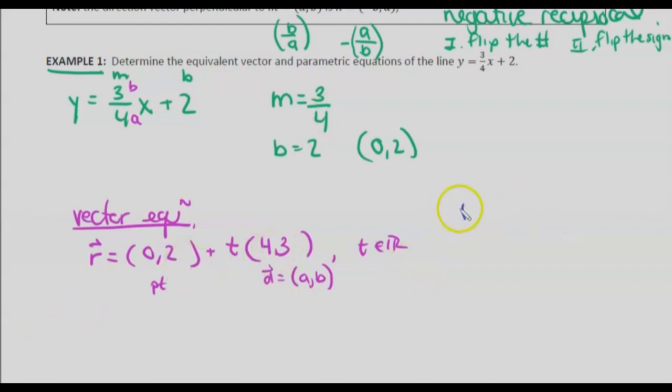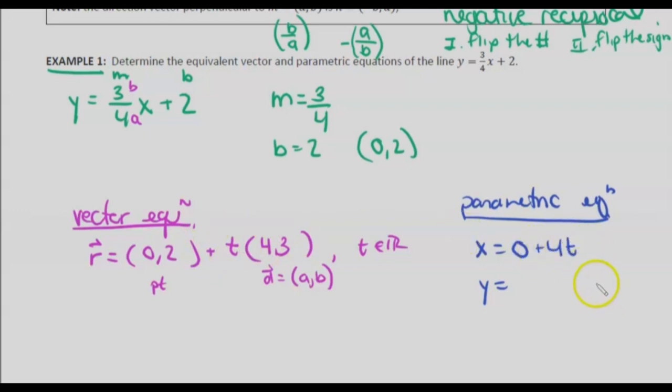Now, parametric equations. Okay, we're going to go x equals and y equals. So let's take all of the x components. 0, so you can put 0 or you can just leave it out, plus 4t. And the y components, 2 plus 3t. That's it.